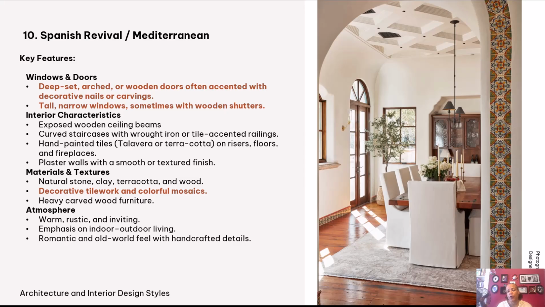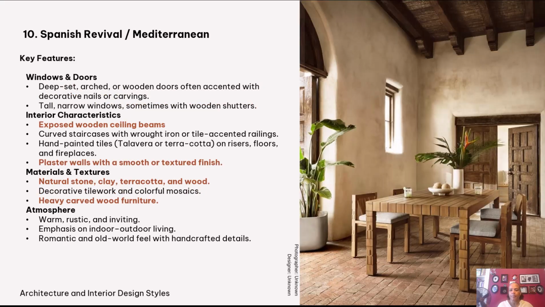So here's another Spanish revival, and now we're starting to see the arches. Also, again, the walls are for the most part white. They use a lot of wood, but now we're seeing the introduction of Spanish style tiles, which can be decorative. Sometimes they're just like orange terracotta.